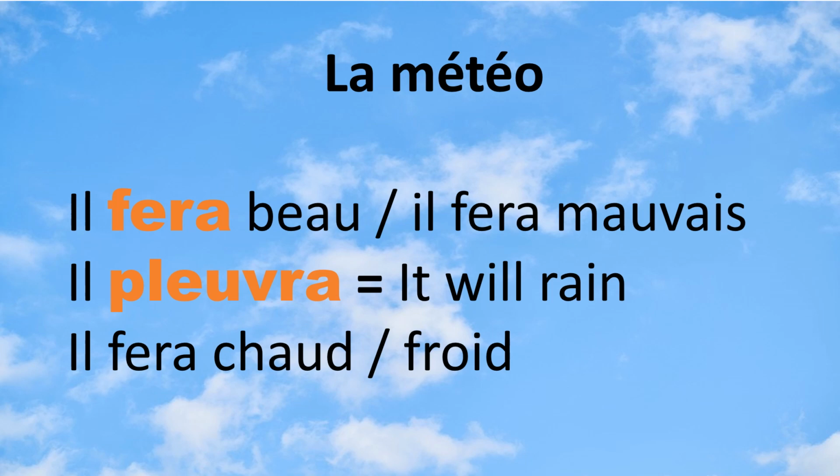The future is often used for the weather forecast, la météo. So here is an example where you would say il fera beau, the weather will be nice. Il fera mauvais, the weather will be bad. Il pleuvra, it will rain. Il fera chaud, it will be hot. Il fera froid, it will be cold.